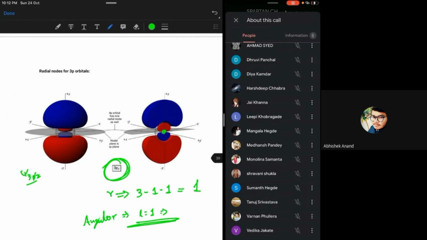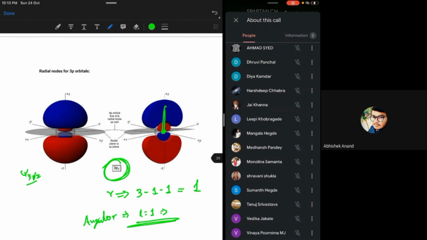Let me tell you. Angular node is basically if you're changing angle. If you're coming from here to somewhere here, if you're changing angle, let's say you particularly go on here, there is probability. It's not radially. Now if we come to different angles, let's say from here also there is probability, here also there is probability, but exactly here there is no probability, right?